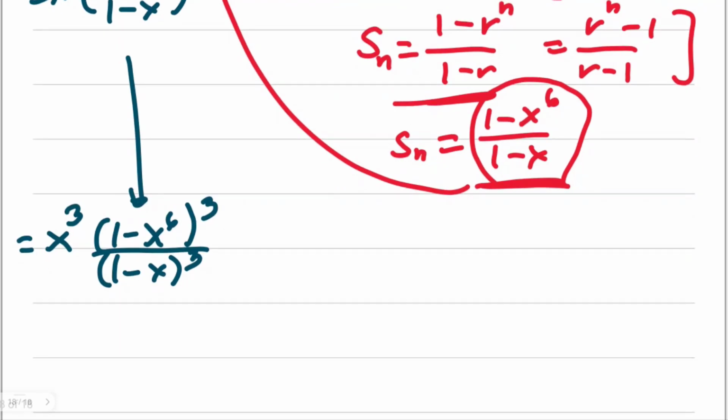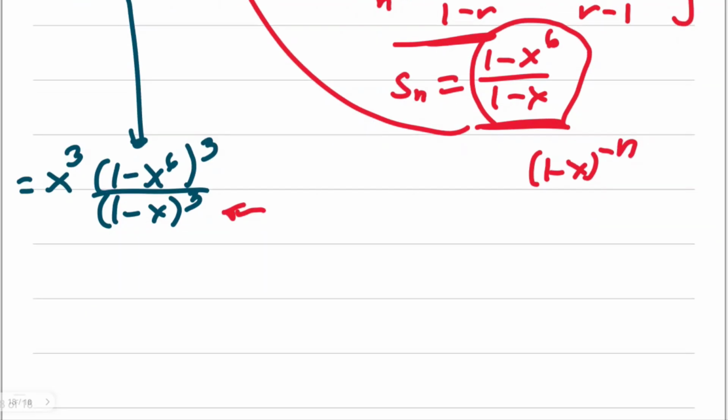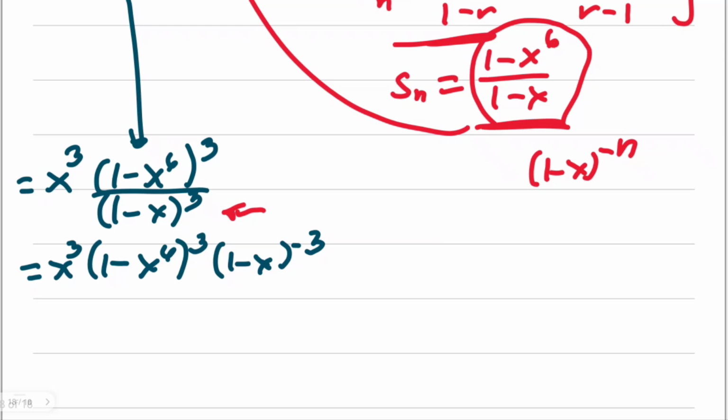Look at the denominator. This now patterns to a certain expression that can be written as 1 minus x raised to the power of negative n. So this can still be represented as x cubed times 1 minus x to the power of 6 cubed, and then 1 minus x to the negative 3. Okay? So this time, we can try to multiply this. That's very exact, as we have here the cube of that.